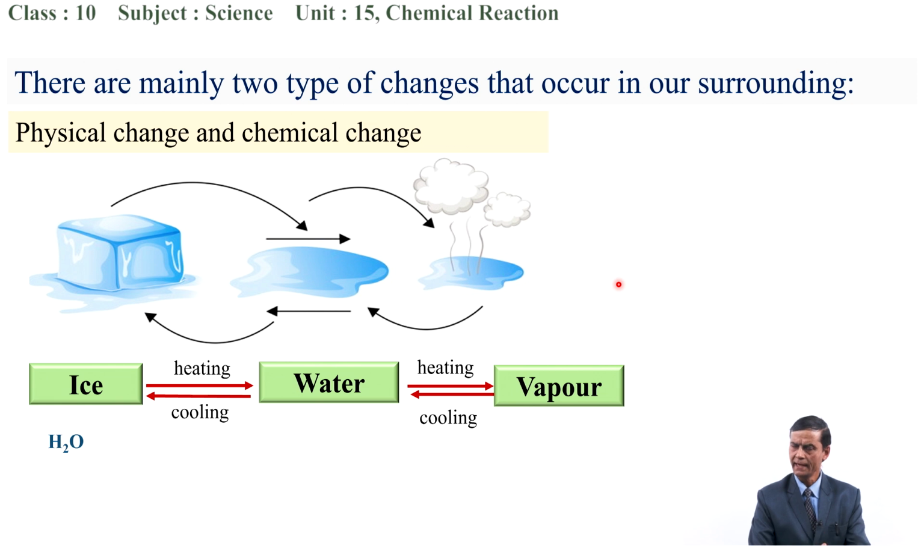Look at it. Ice is denoted by H2O in chemical formula. Water is also denoted by H2O. Then vapor is also denoted by H2O. So this type of change is which change? Physical change.